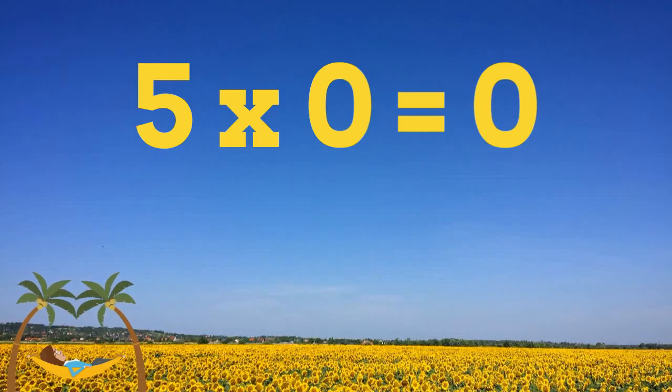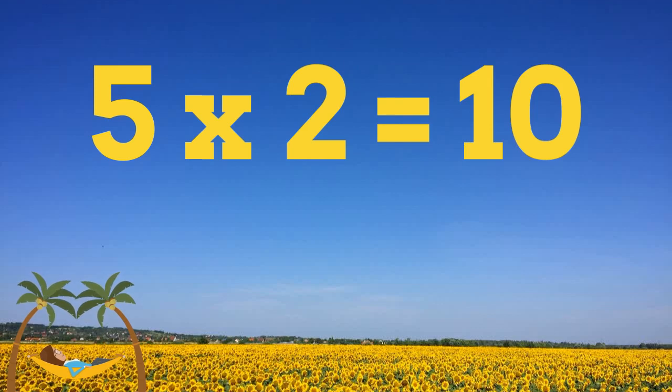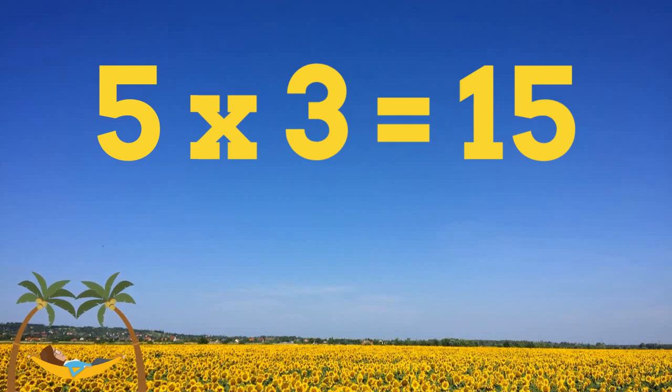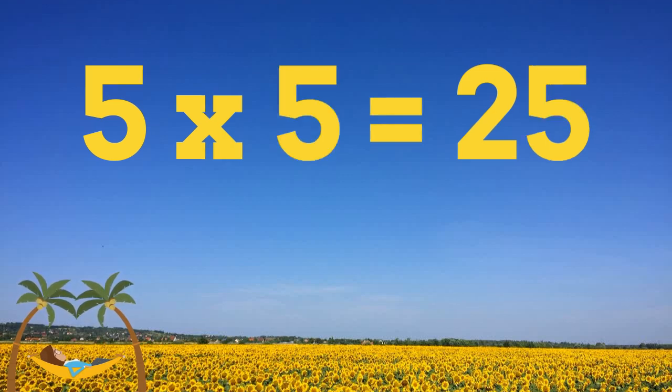5 times 0 is 0. 5 times 1 is 5. 5 times 2 is 10. 5 times 3 is 15. 5 times 4 is 20. 5 times 5 is 25.